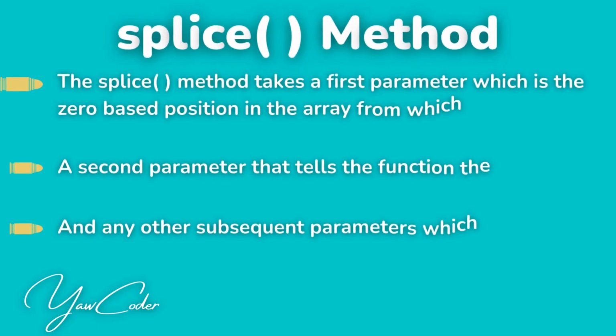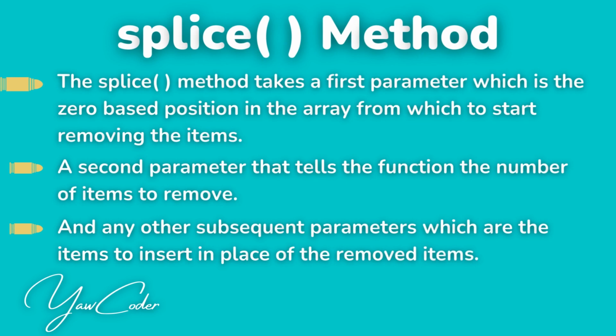A quick recap. The splice method takes a first parameter, which is the zero-based position in the array at which to start removing items. A second parameter that tells the function the number of items to remove. And any other subsequent parameters, which are the items to insert into the array in place of the removed items. So I think we are done for the splice method.